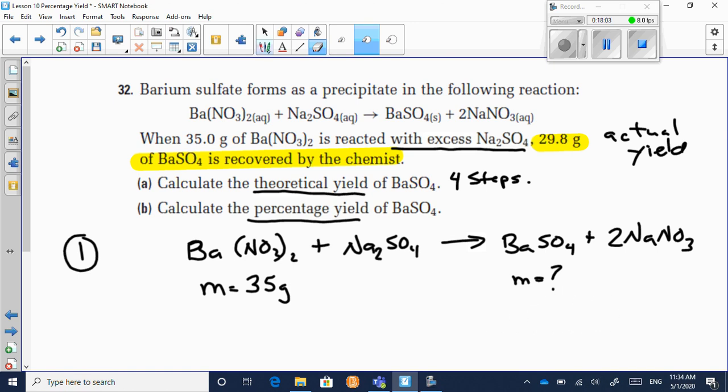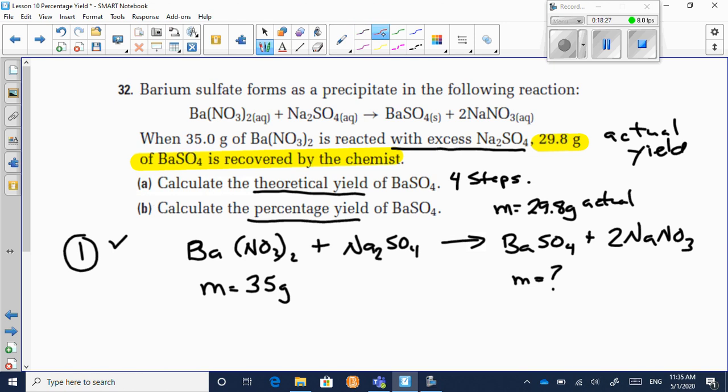Sometimes what I do suggest to students, because they like writing it down, is I write it up here. I write it above. The mass here is 29.8 grams, and I'll just write actual beside it. So sometimes I write it up there in my step number 1. Okay, so I'll check that off. We've done step number 1.